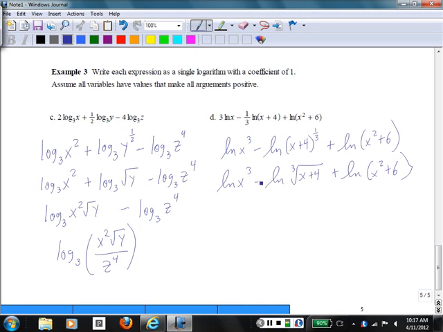Difference of the logs is the log of the quotient. So this is going to be the natural log of x cubed over the cube root of x plus 4 plus the natural log of x squared plus 6. One more step, which might end up being 2 more steps. The sum of the logs is the log of the product. So somehow, some way, we have to multiply x cubed over the cube root of x plus 4 by x squared plus 6.